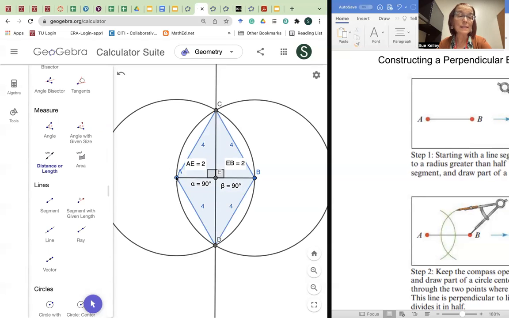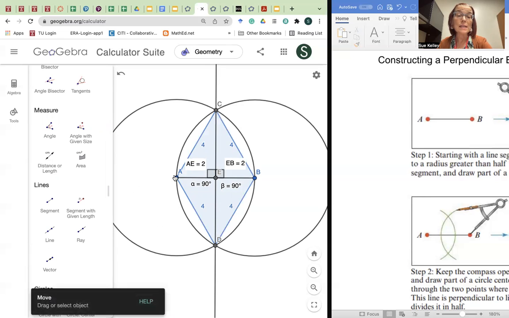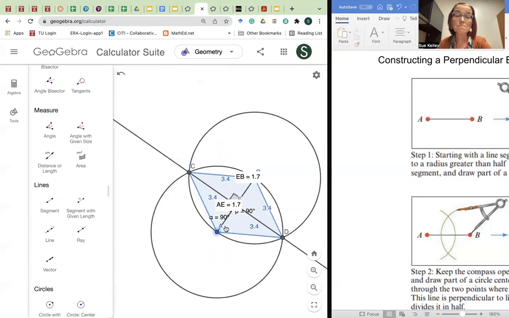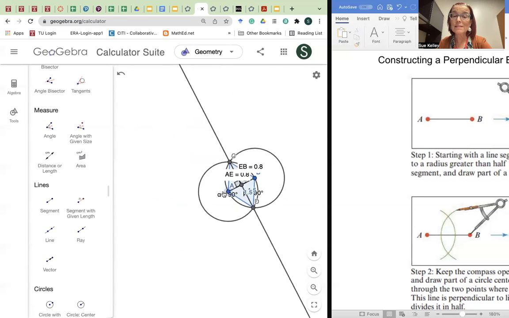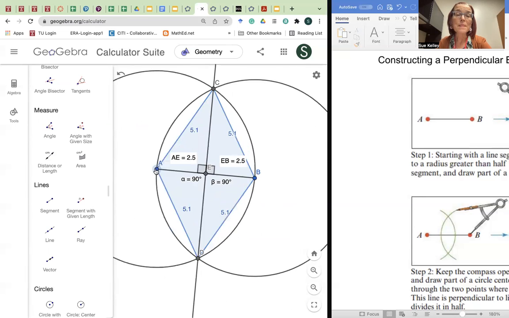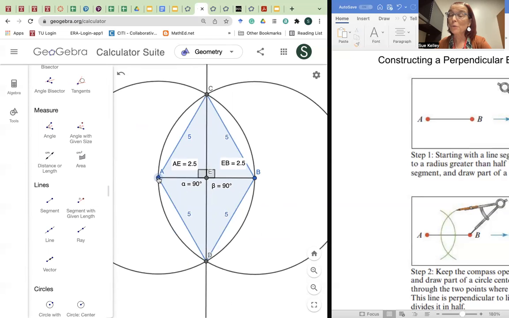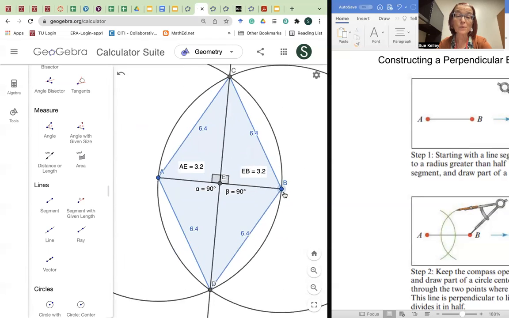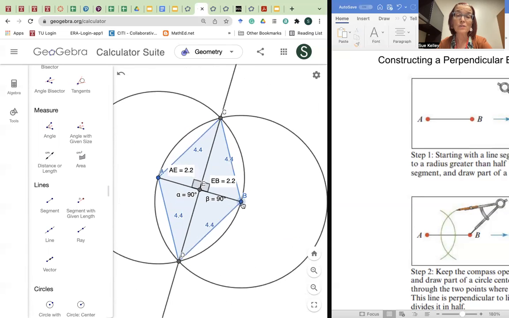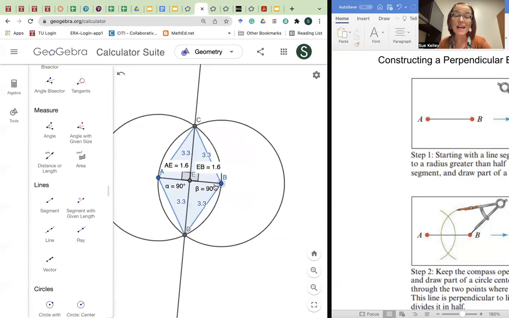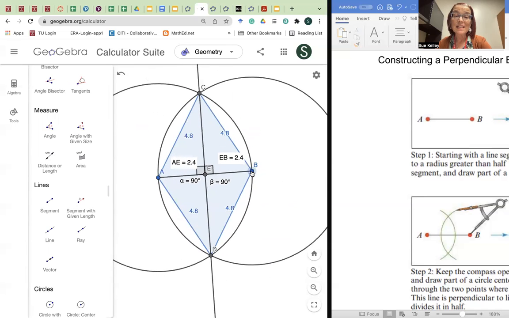Another cool thing that you can do here is drag your points around and change the size now that you've got your construction drawn. And you will notice that no matter how I drag this point around, I'll drag B a little bit here too, all of my sides are always equal. My A to E and my E to B are always going to be the same, and my angles in the center are always going to be 90 degrees.